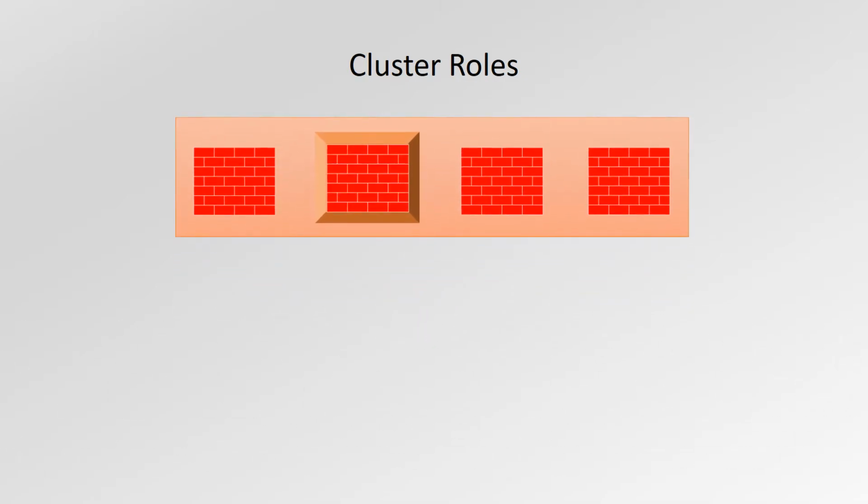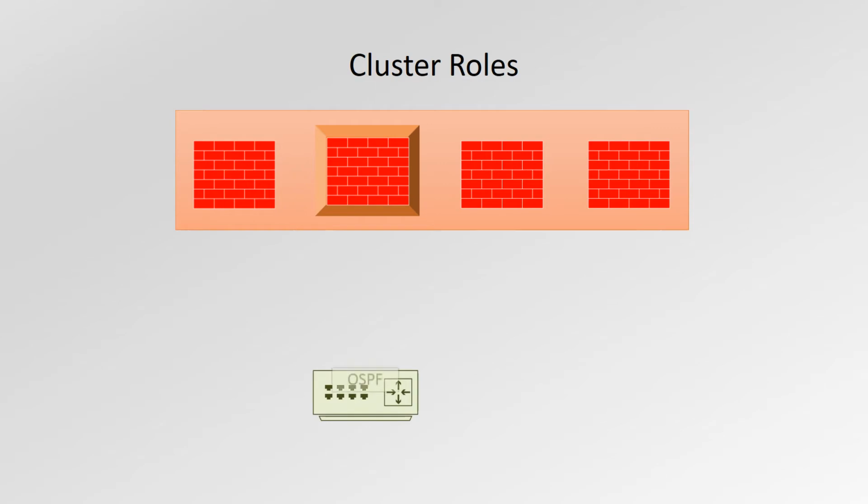If you're not familiar with control plane functions, think of them as any traffic sent to or from the cluster. This is different to traffic that is sent through the cluster. An example of this is OSPF. All other cluster members are secondary units. All cluster members form the data plane. This means that they all forward traffic.